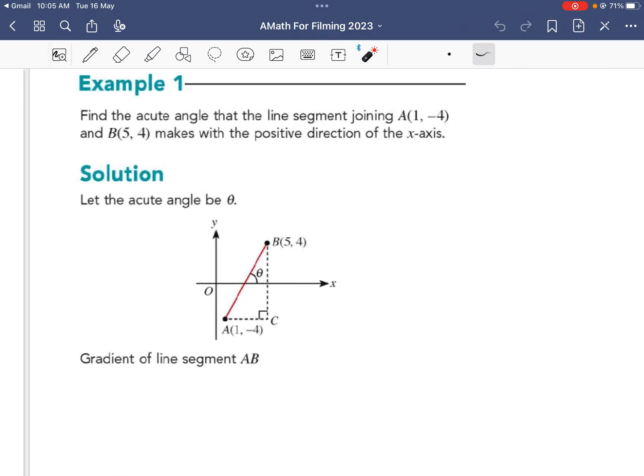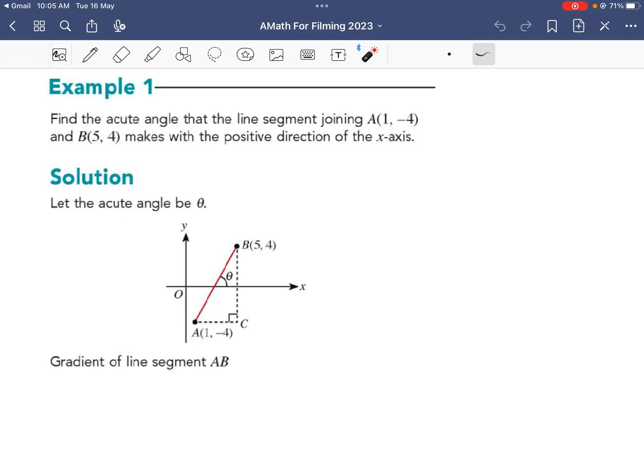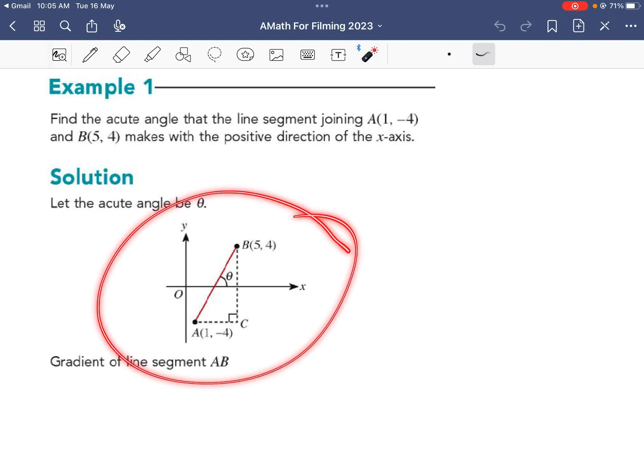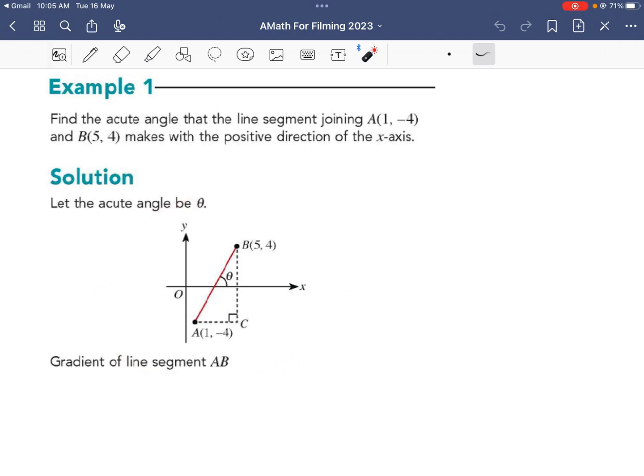Now first and foremost, let's look at example 1. Example 1 can be found in your textbook on page 158. Find the acute angle that the line segment joining (1, -4) and (5, 4) makes with the positive direction of the x-axis. In this question, we have drawn the diagram for you. There is no need to draw the diagram, but it has been drawn here to better help you visualize what we are talking about.